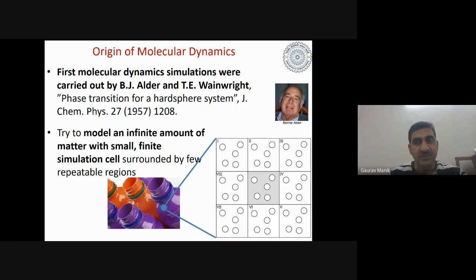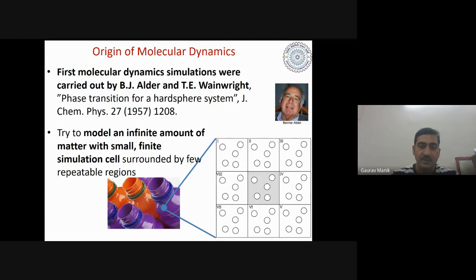The origin of molecular dynamics goes back to the 1950s, primarily 1957, when Alder and Wainwright came up with the first paper on the phase transition for a hard sphere system. That paper on phase transition was primarily focused on using the concepts of molecular dynamics that we're going to discuss in the initial slides. And the whole thought was, can you model an infinite amount of material?